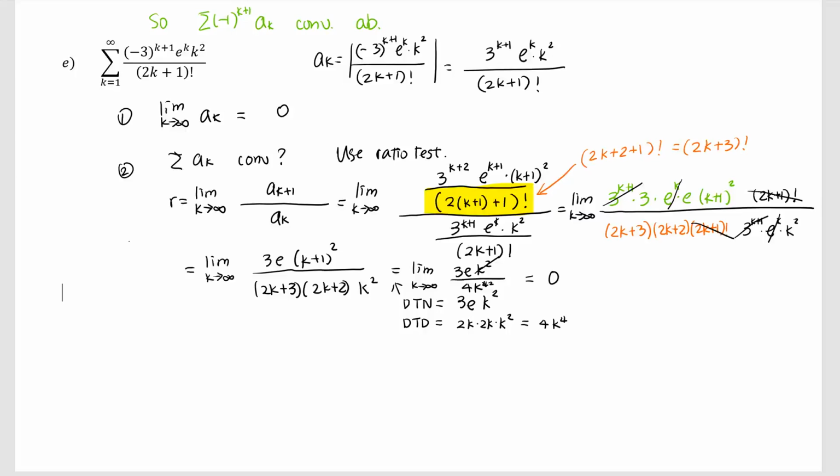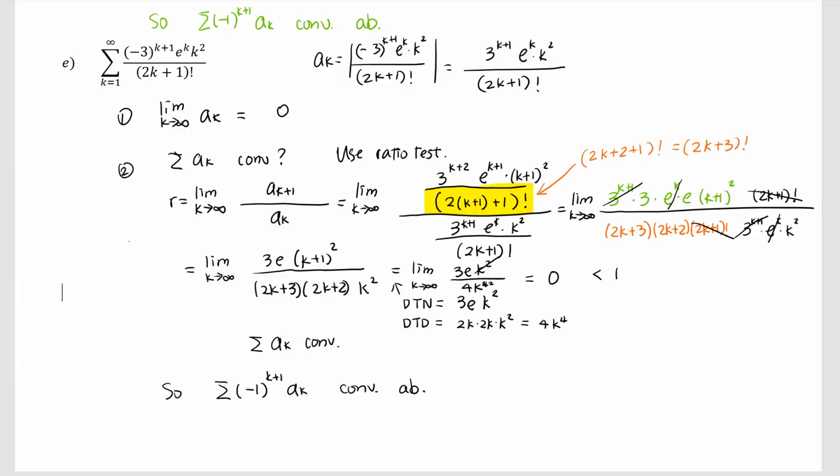If we get 0, what do we say? Because it's less than 1, if the ratio r is less than 1 by the ratio test, our series converges. So because our series converges, the alternating series actually converges absolutely. Okay, everybody? So that is this problem.